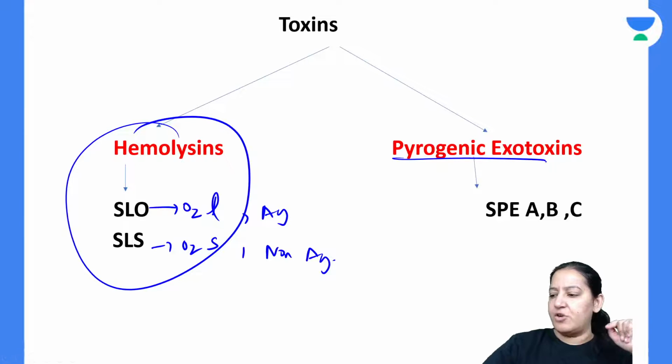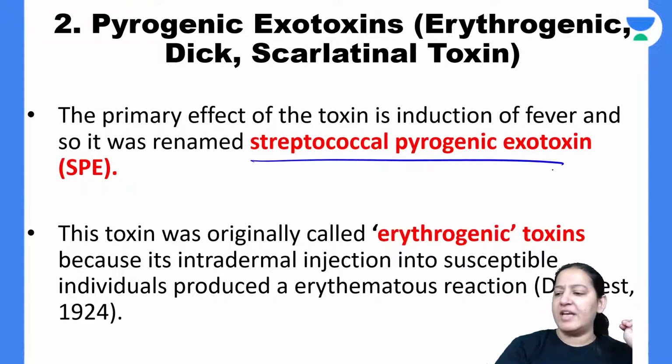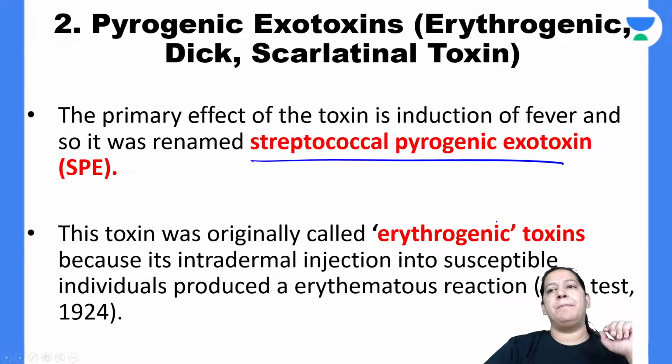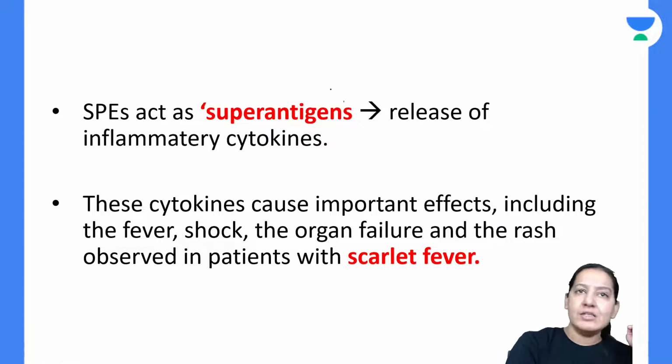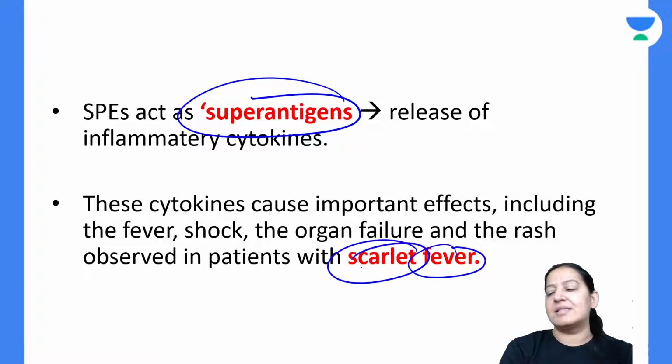Coming on to the pyogenic toxins. The pyogenic toxins are of three types. These are known as streptococcal pyogenic exotoxins, of three types, A, B, C. These are superantigens, and they will cause fever. The name of the fever is scarlet fever.